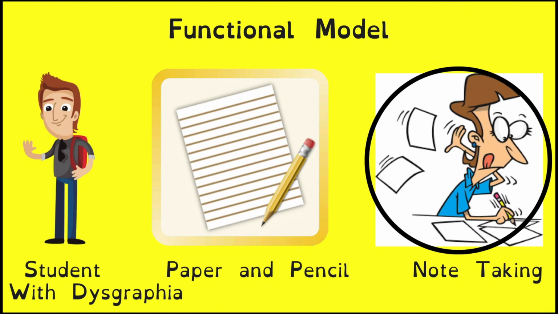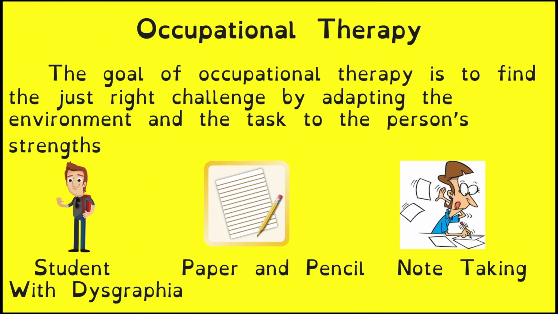And the functional model looks at the deficits based on having mild cerebral palsy or dysgraphia, and using the paper and pencil for the task of note-taking, and basically is looking at, well, what are the limitations? What activities can't the person perform? So, for example, the student's having difficulty with note-taking, and there's probably other things, maybe holding a fork or other fine motor skill tasks are difficult, like cutting too.